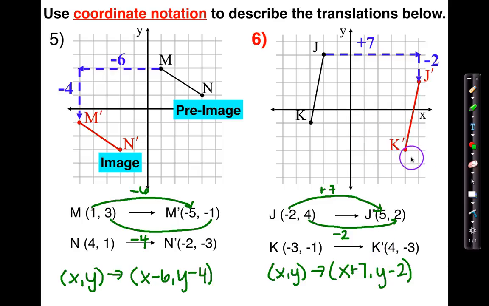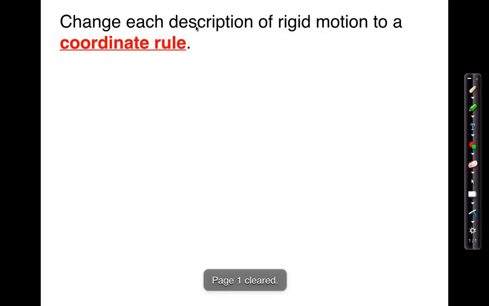So once again, your starting image, which we call the pre-image, is this one here, JK. And then our image would be J prime, K prime. So that's how we read it. We say J prime, K prime. We don't say J apostrophe or K apostrophe. Now let's go ahead and move on.